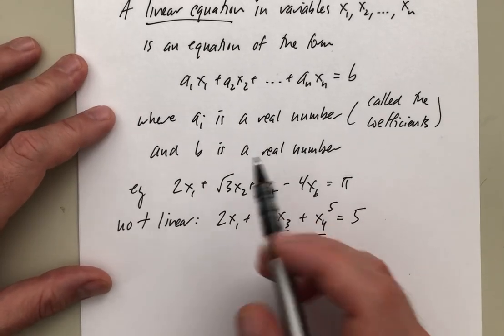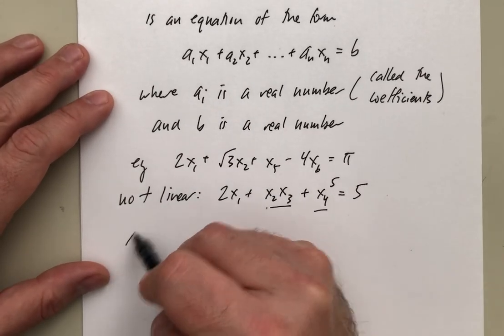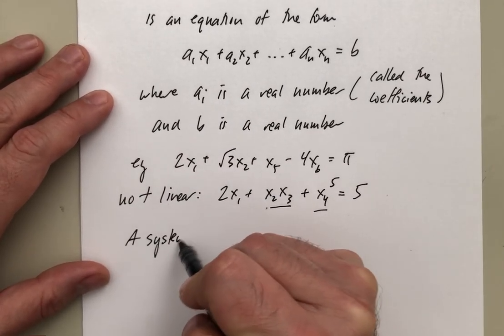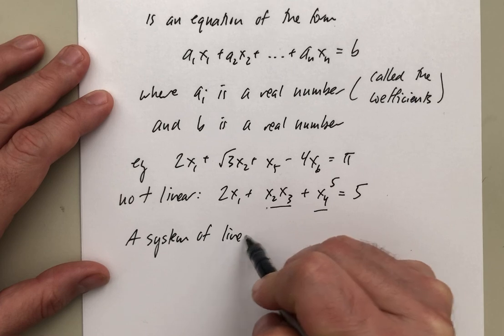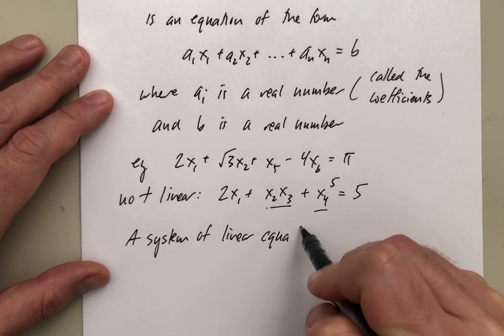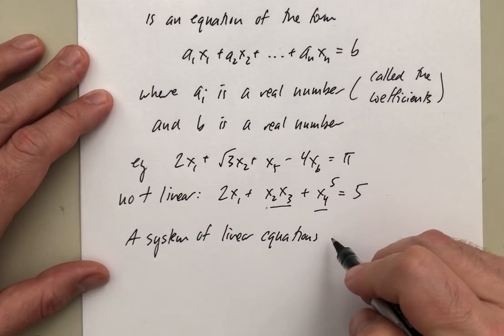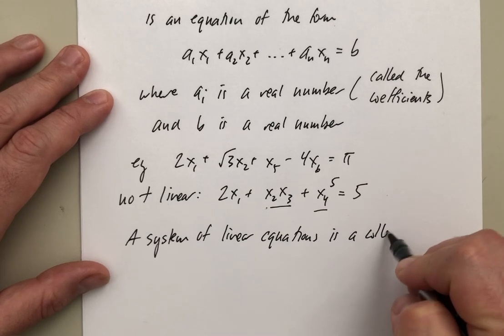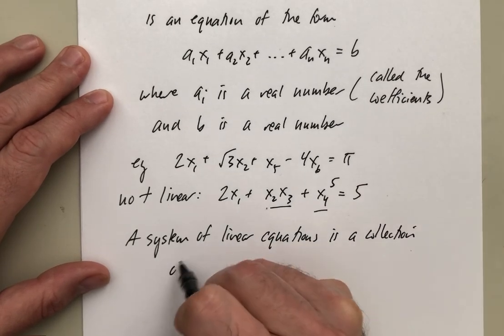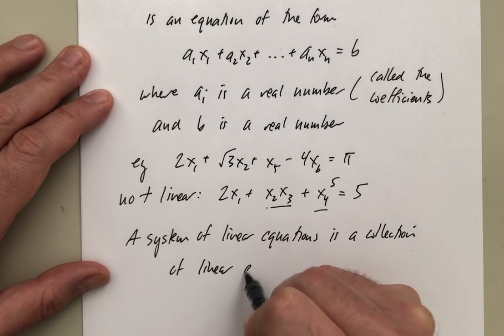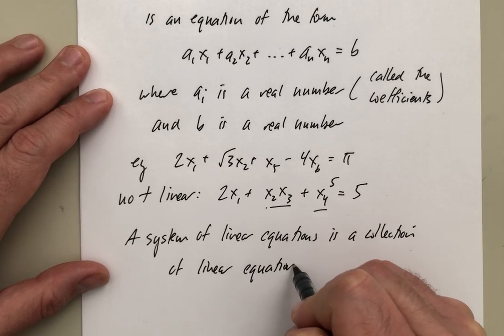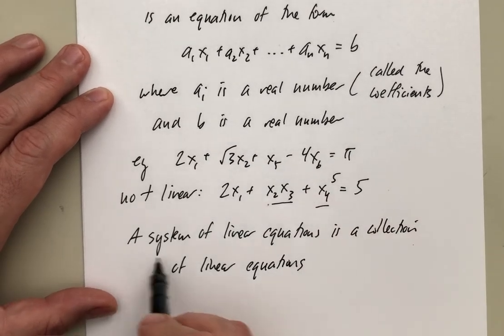What's a system of linear equations? Well, that's easy. It's just a collection of such things. So a system of linear equations is a collection of linear equations. It's just a bunch of these things considered at once.